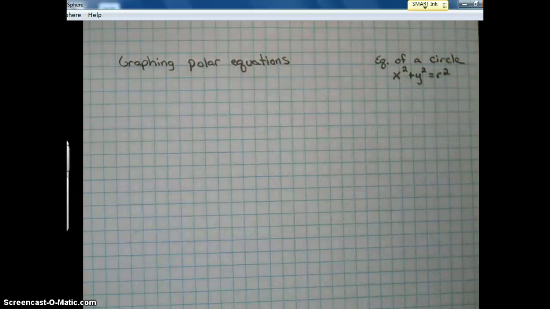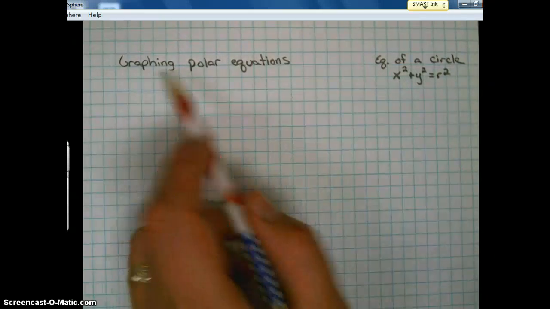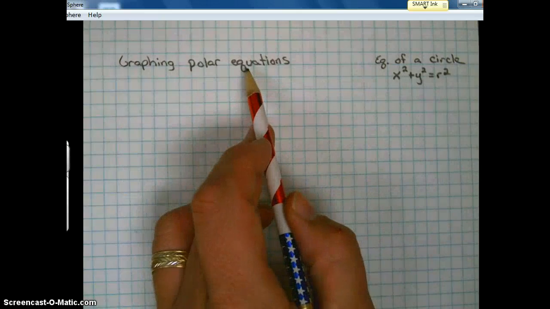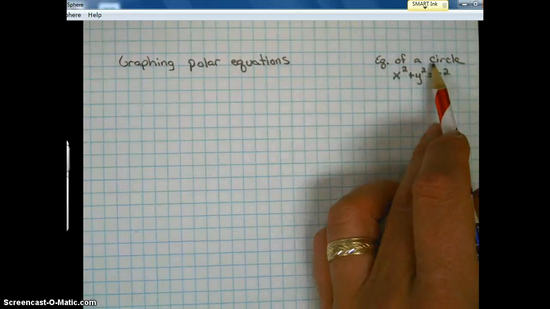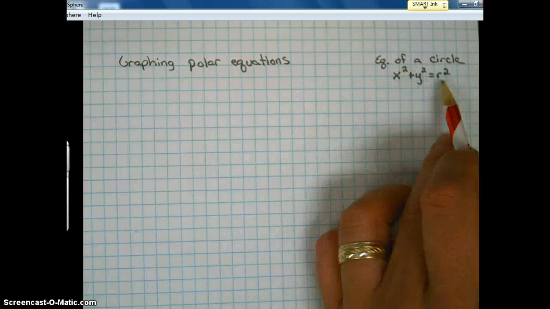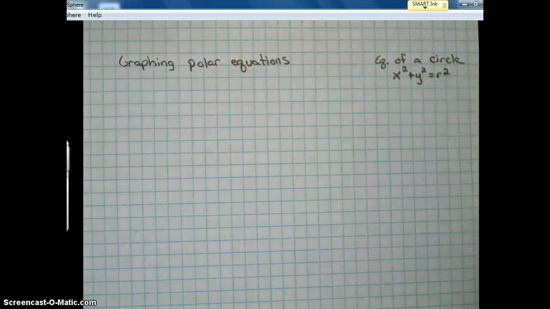Graphing polar equations. To graph polar equations, one of the things you need to know is the equation of a circle. The equation of a circle is x squared plus y squared equals r squared. So let's take a look at an example.